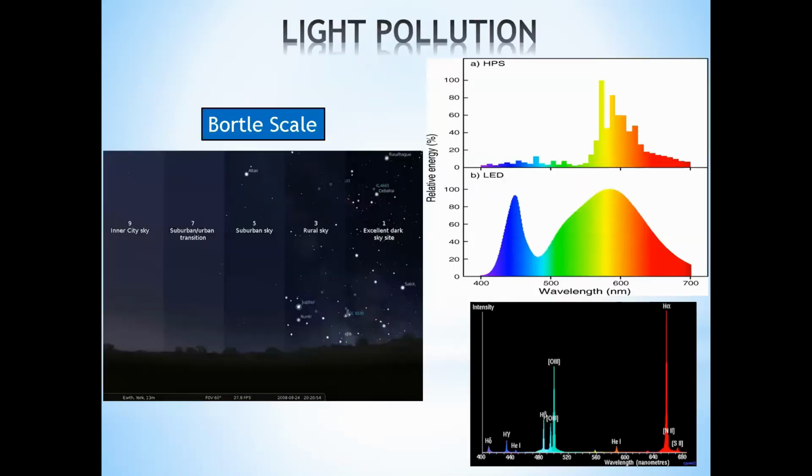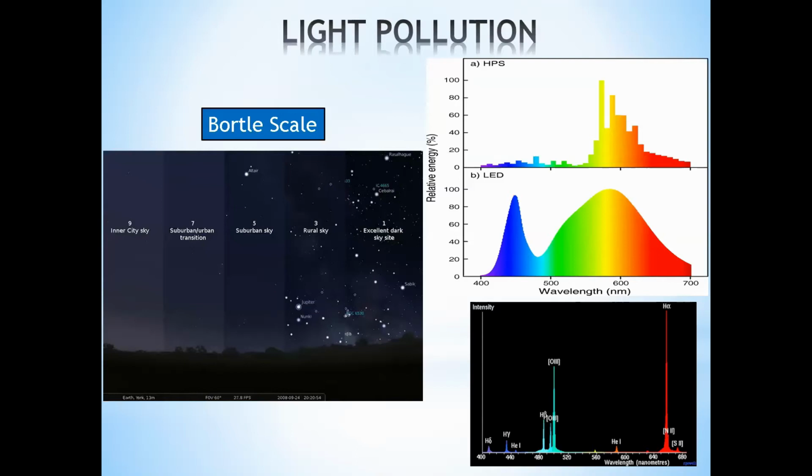Light pollution. This is another challenge. There's the Bortle scale, and no, this is not the ex-quarterback of the Jaguars. It's a scale from 1 to 9, where 9 is inner city sky, where you can't see anything because there's so much light pollution, and 1 is an excellent dark site. And somewhere in here is where we are, suburban skies, where you can see something.